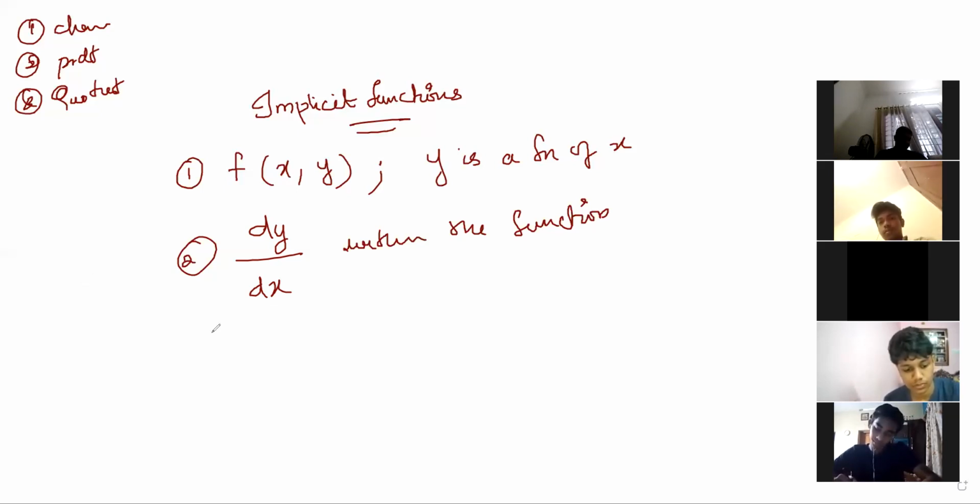Okay. Do you remember chain rule? Then only we'll be able to do this. For that I'm just revising the chain rule because in this implicit function we will require that. Okay.